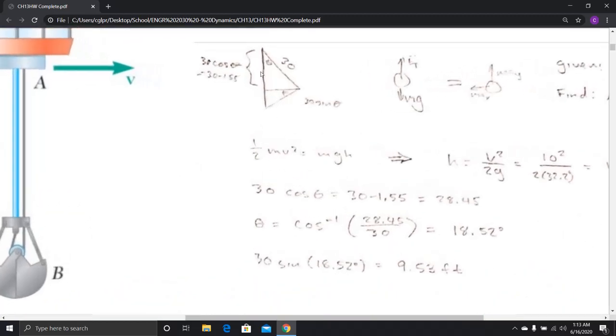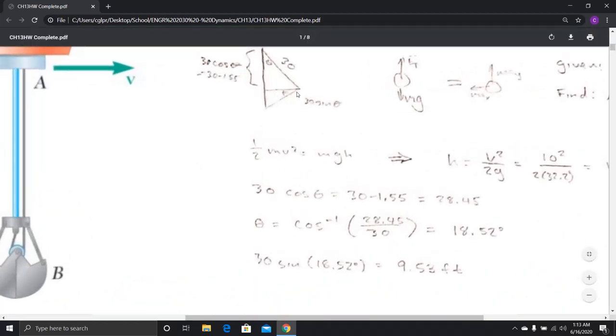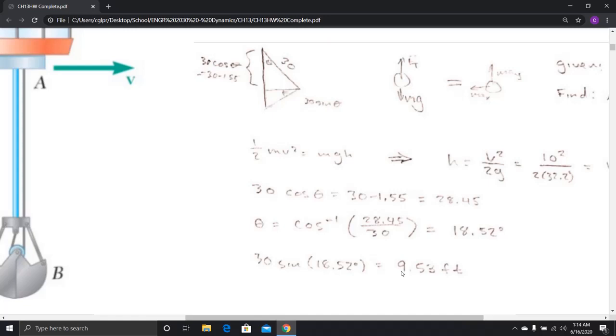So looking at this triangle here, at its maximum height, the distance here is going to be 30 minus the 1.55. I'm able to use that along with inverse cosine to figure out the angle. I can then use sine with that maximum angle to find that the horizontal distance traveled is going to be about 9.58 feet.